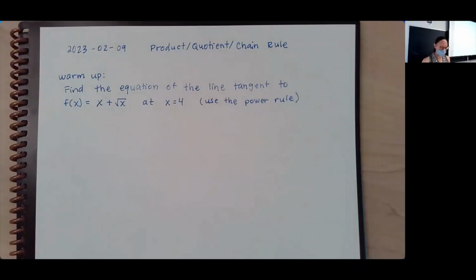asked us to find the equation of the line tangent to the function x plus square root of x at x equals 4. Now, with any equation of a line, I always need the same two things. I've got to have a point and a slope. And it didn't give us either one in this problem, but it kind of gives us half of a point because it gives us the x value. So the first thing I'm going to go ahead and do is find that point.